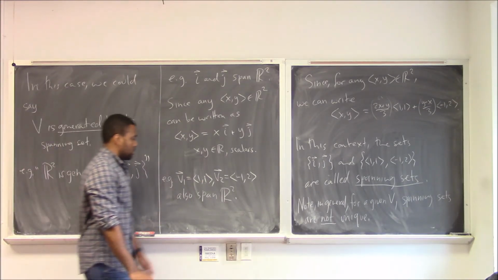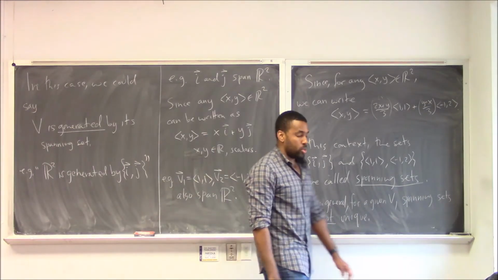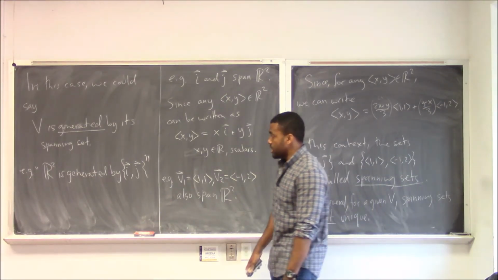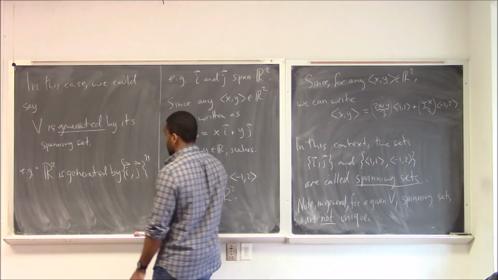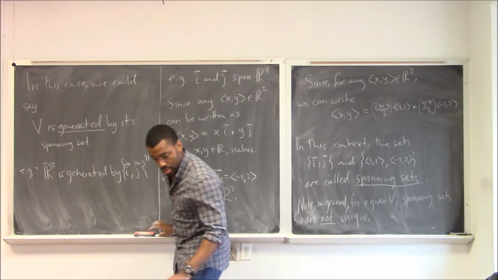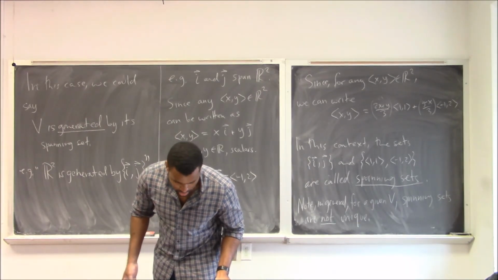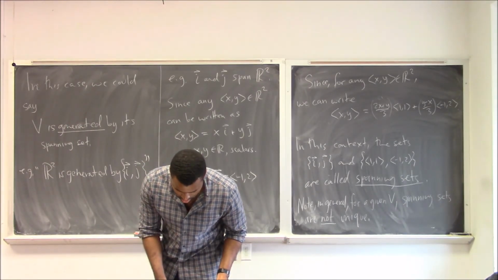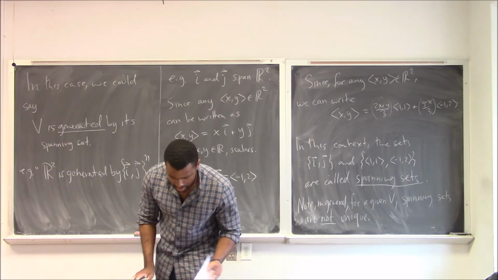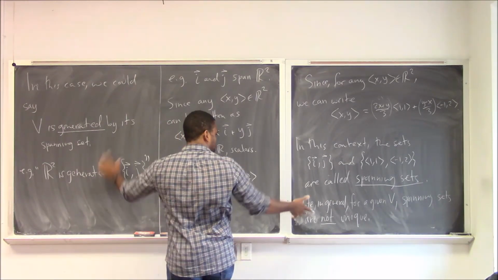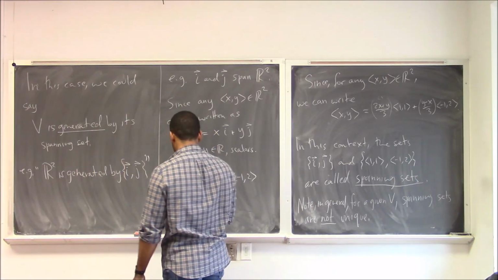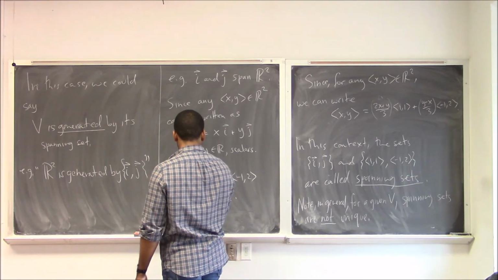But we'll continue next time. We'll do a few more examples. We'll define linear independence, and then we can talk about bases. As well as I'll give you some examples in R3, because if I give you examples of this in R2, it's going to look stupid.